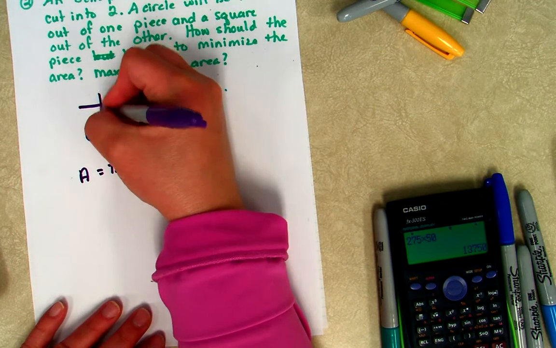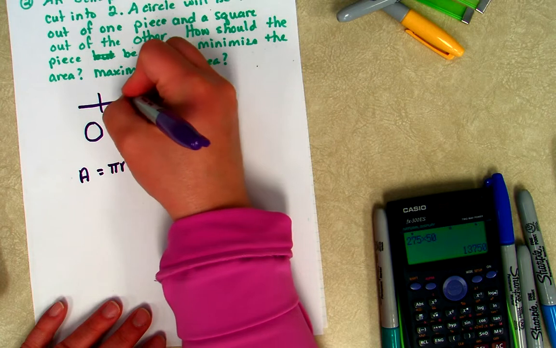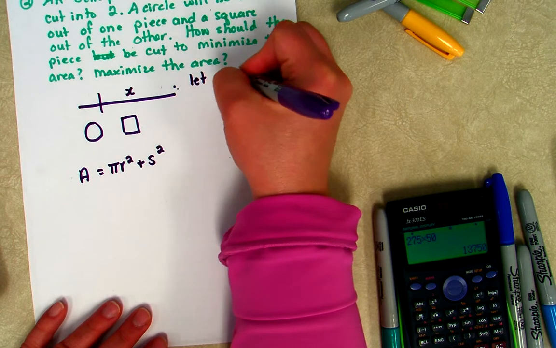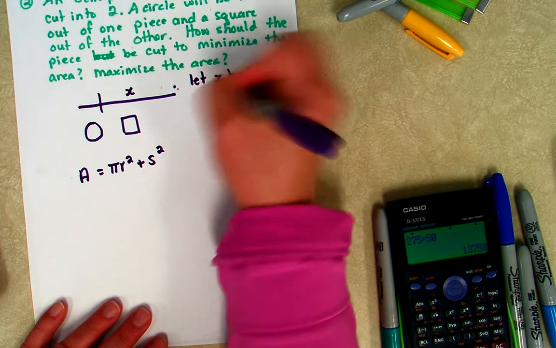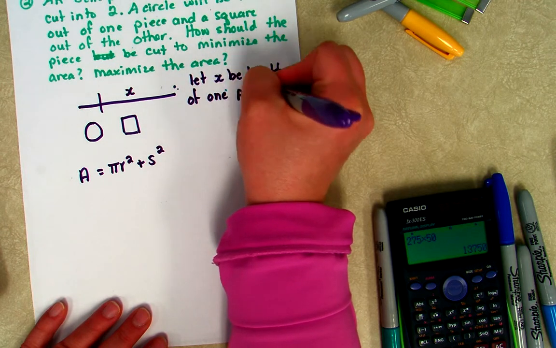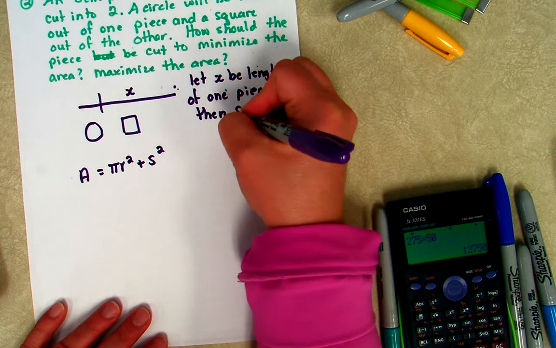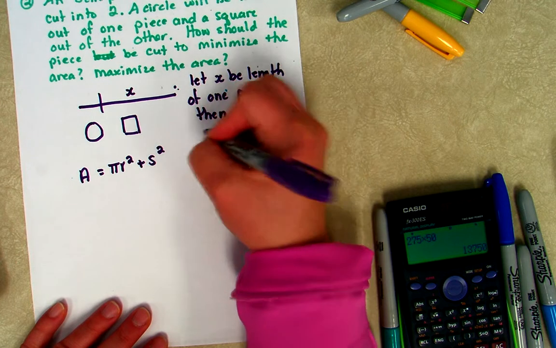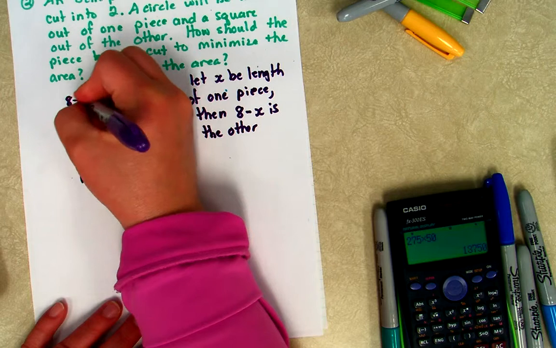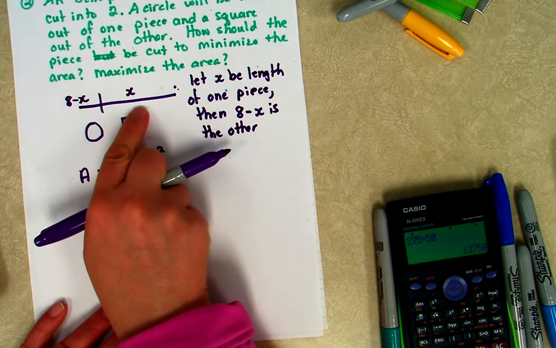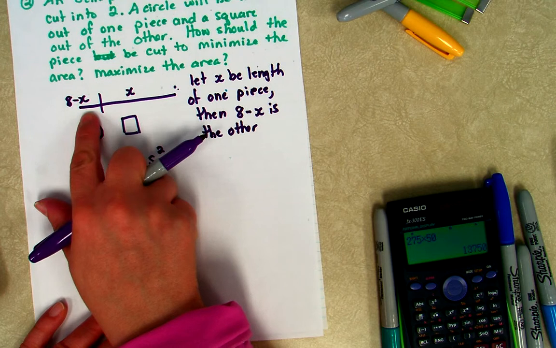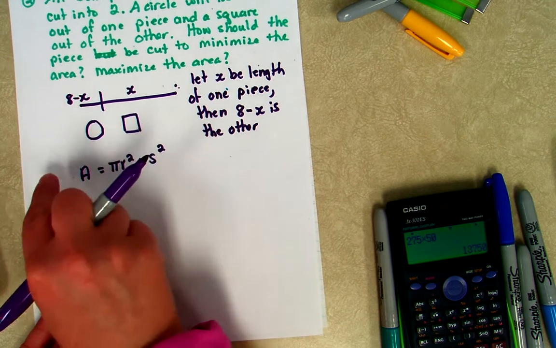So I'm going to pretend that I'm going to cut this wire, and I'm going to let x be one of the lengths or one of the pieces. So let x be length of one piece. Then 8 minus x is the other. And it doesn't matter which one is the longer one and which one is the shorter one. One is x, then the other is going to be 8 subtract x. And those are the lengths.